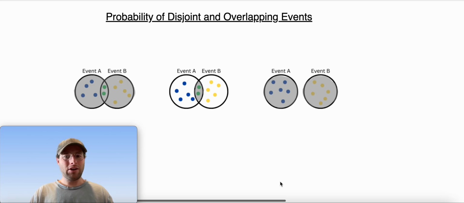To the Curious Calculator. In today's episode, we're going to be going over probability of disjoint and overlapping events. So let's dive in here.